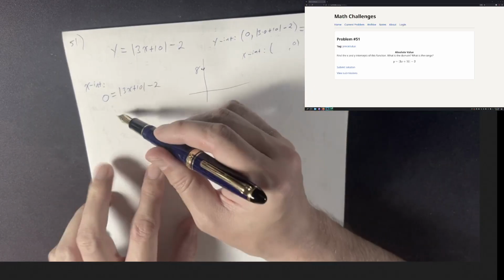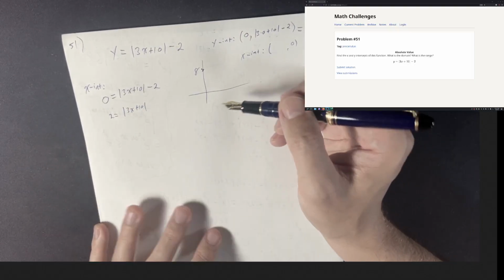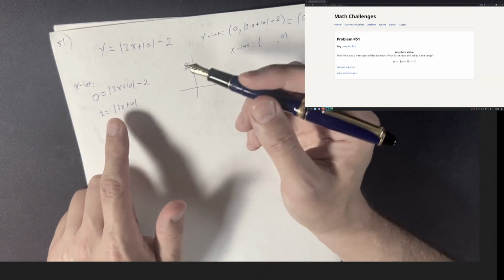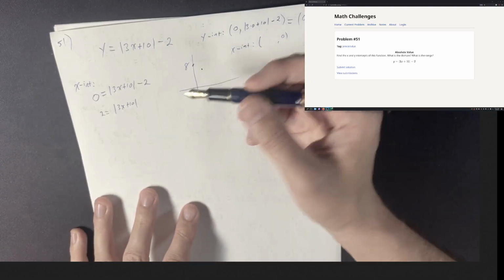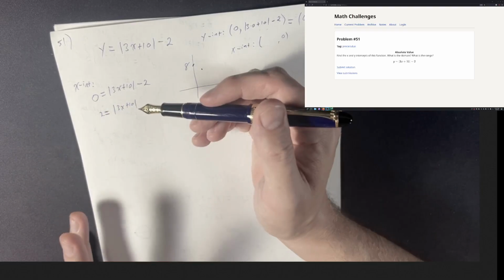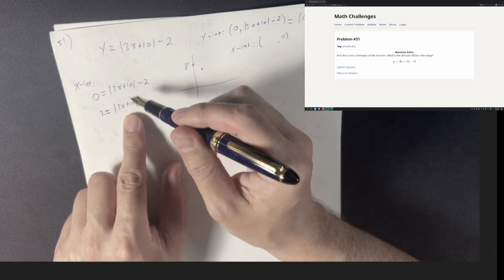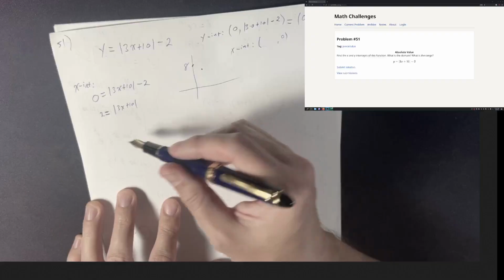If I add 2 to both sides, we're getting 2 is absolute value of 3x plus 10. And this is where it's going to get a little weird. So you need to know another formulation of what an absolute value is. Basically, when you take the absolute value, it either negates the stuff or it doesn't. So if 3x plus 10 is already positive, it does nothing. But if 3x plus 10 is negative, it negates it.